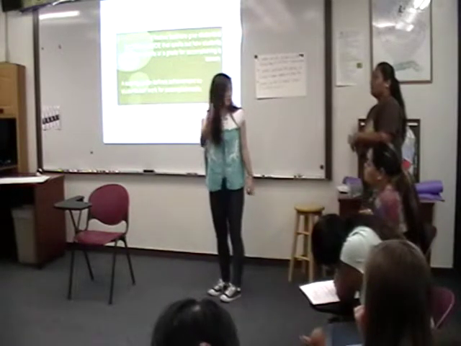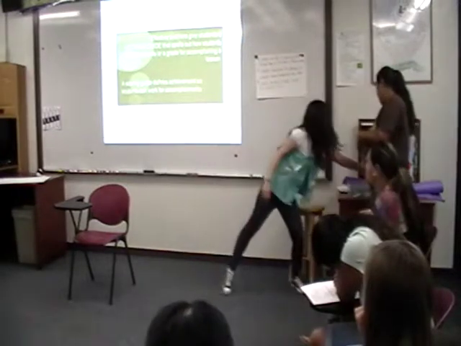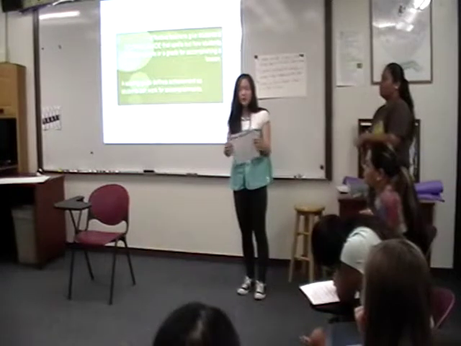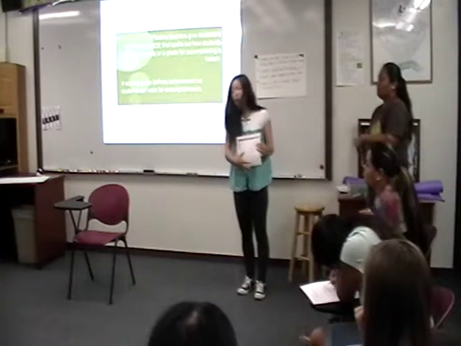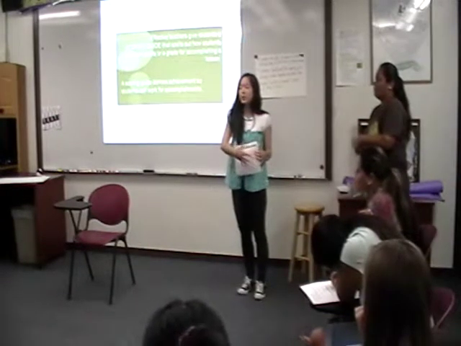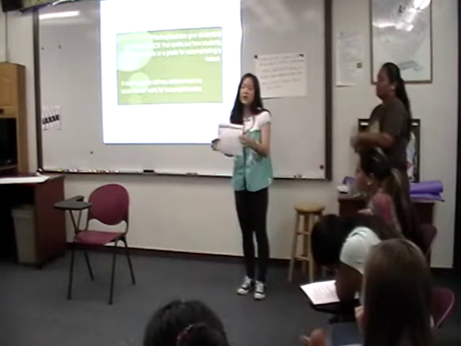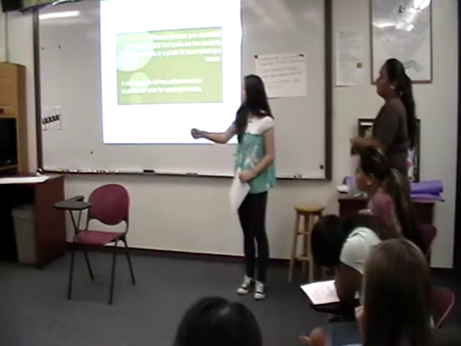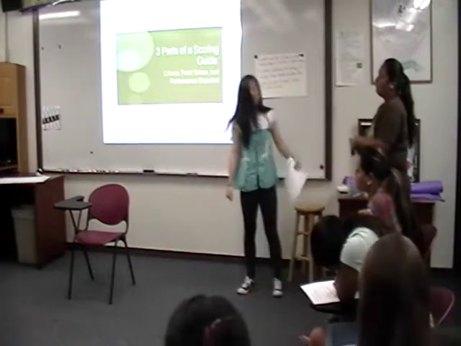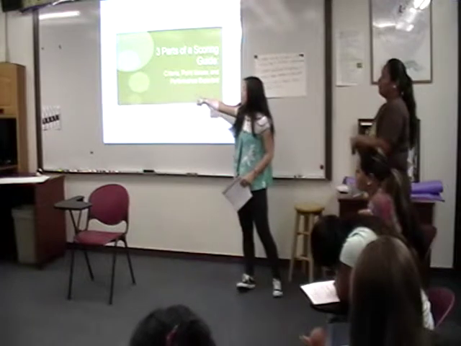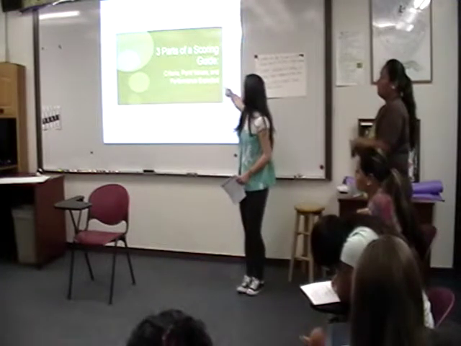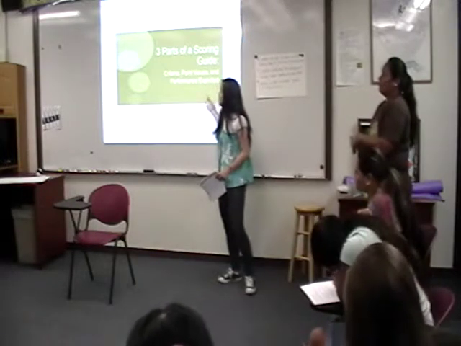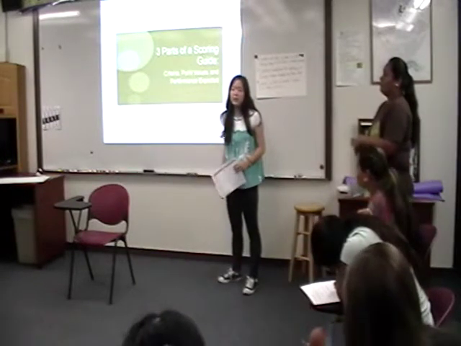The easiest example is this one, and this is like our scoring guide. It's a rubric where we know where we can improve and what we have done right. And this is what's important for us to do as teachers. There are 3 parts of the scoring guide: criteria, point values, and performance expected. These 3 parts of the scoring guide have to be included in anything you write in the rubric.